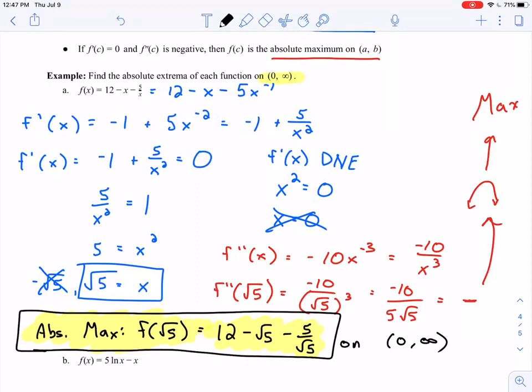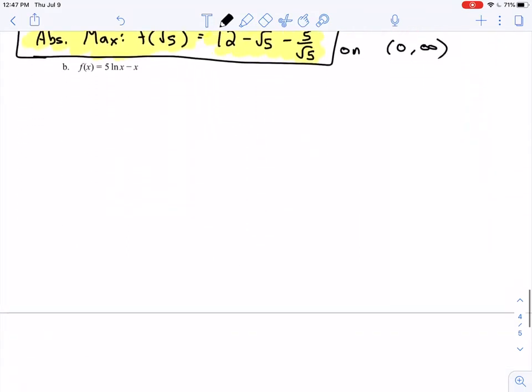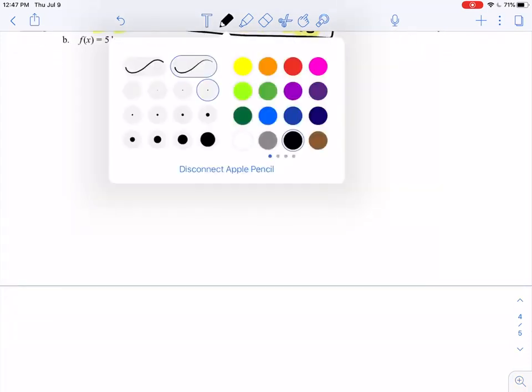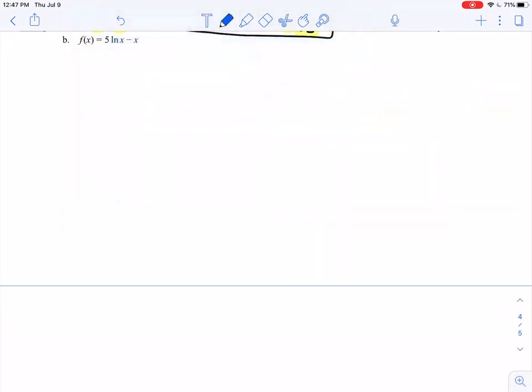Let's look at one more example here. Here I have f of x equals 5 natural log of x minus x. So again, I'm finding extrema, so I want to start by finding my critical points, which means I need my first derivative, f prime of x. So the derivative of 5 natural log of x is 5 over x minus 1. So here is my first derivative. I want to take my first derivative, 5 over x minus 1, set it equal to 0. So let's see, we'll add 1, 5 over x, that's equal to 1. So I end up with x equals 5.